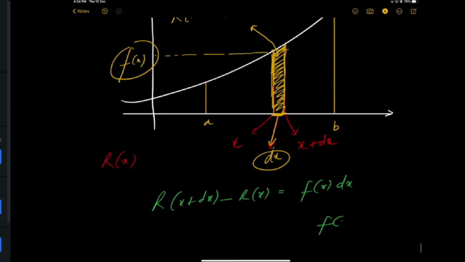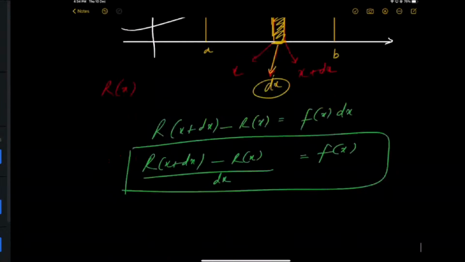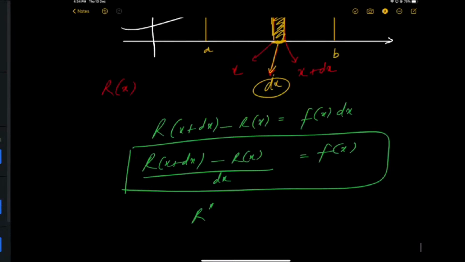So what is f of x equal to? R of x plus dx minus R of x by dx, correct? But what is this the definition of? This is the definition of derivative of a function, right? So this is equal to derivative of R of x, which is R prime x or R dash x. So this is your first conclusion.